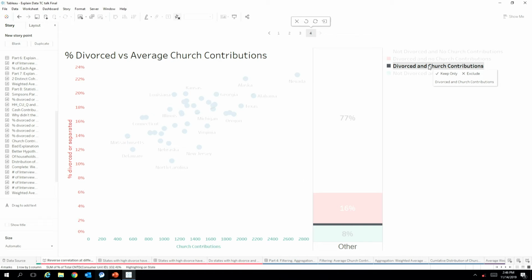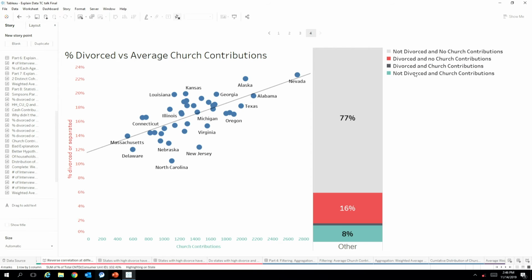And then of the people that are both divorced and making church contributions, this is only 1% of the people surveyed. So one approach when you see something like this is to ask, can I make the correlation disappear? And one way to make the correlation disappear would be to replace the null values with zeros. Because if it's true that the average is just being dragged up by a couple of people who make massive donations, when you enter zeros for 91% of records, that'll really dilute those extreme values. So let's go to this sheet here.